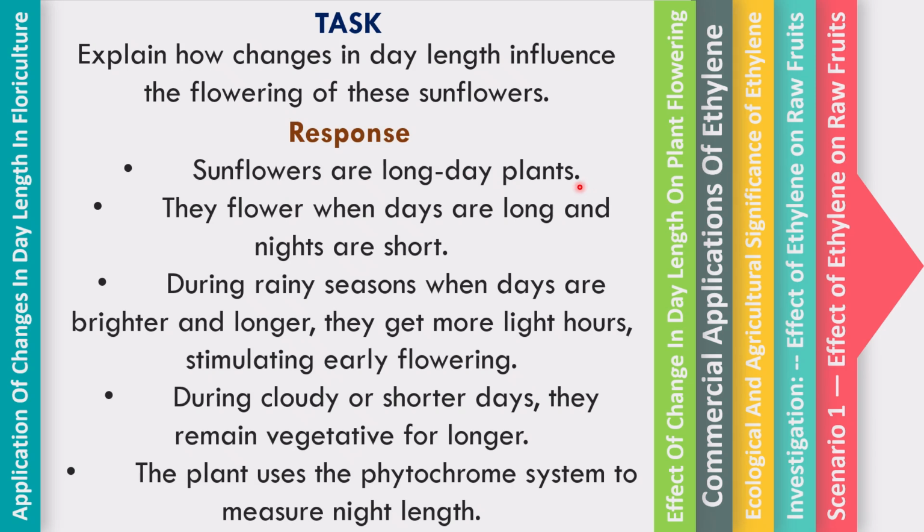Sunflowers are long day plants. They flower when days are long and nights are short. During the rain season, when days are brighter and longer, they get more light hours, stimulating early flowering. During cloudy and shorter days, they remain vegetative for longer. The plant uses the phytochrome system to measure night length.